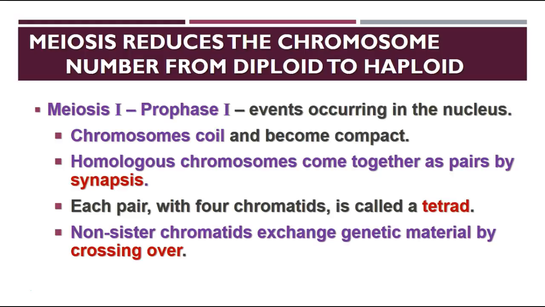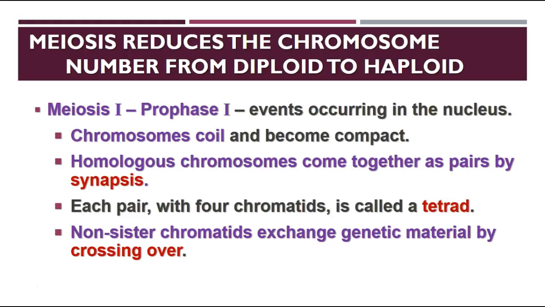So in prophase 1, these are the events that occur in the nucleus, okay? The chromosomes coil up and become compact just like they do in mitosis. The homologous chromosomes come together. This is something different than what happens in mitosis, because in mitosis the homologous chromosomes don't pair up. The arrangement of the chromosomes is just random. But specifically in meiosis, those homologous chromosomes pair up together, and so they have the 2 doubled chromosomes that come together. This is a process called synapsis.